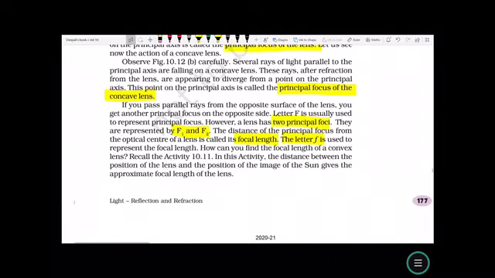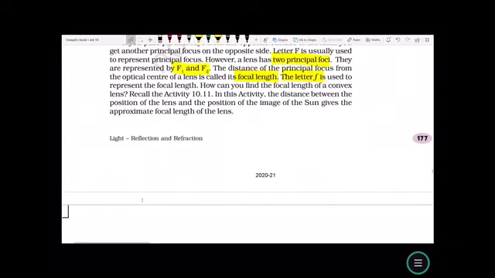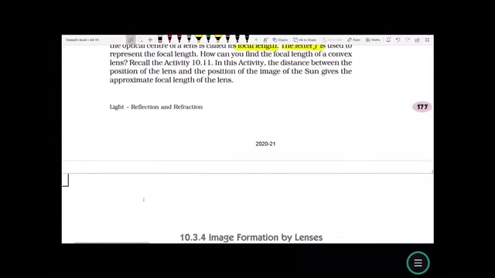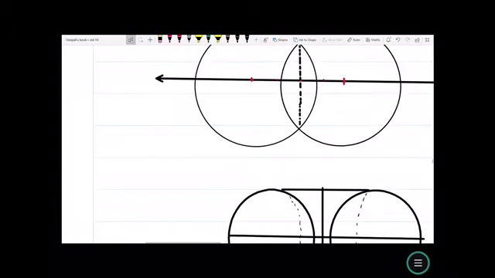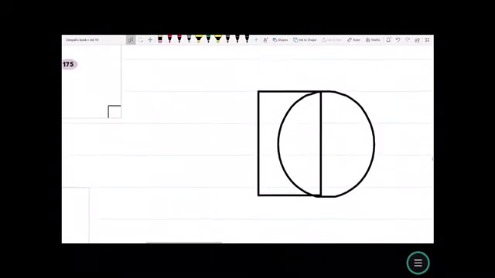How can you find the focal length of a convex lens? Recall activity 10.11. In this activity, the distance between the position of the lens and the position of the image of the sun gives the approximate focal length of the lens. So, this is how you need to understand the principal focus, principal axis, and focal length.